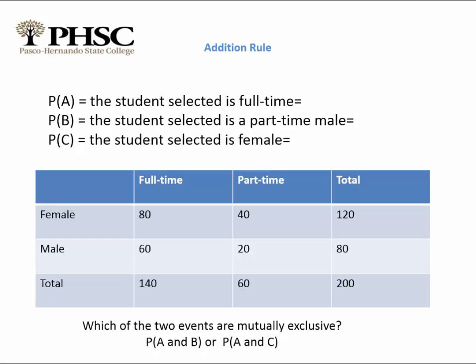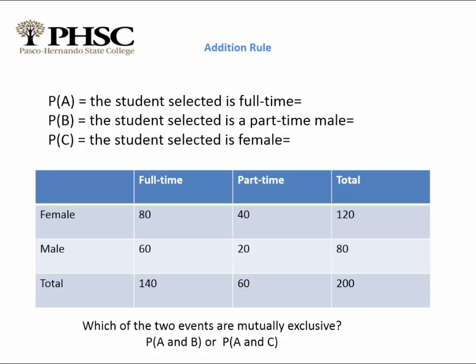So the first thing that we're going to talk about is the probability of A. The probability of A is that the student selected is full-time. P of B, the probability of B, is that the student selected is a part-time male. And P of C is that the student selected is female. Then we're going to talk about which of these two events are mutually exclusive.